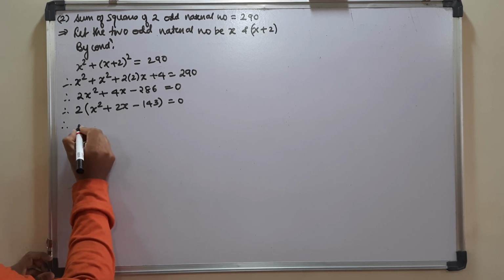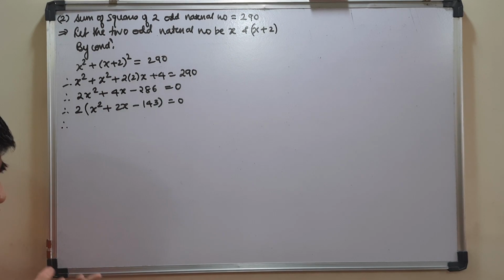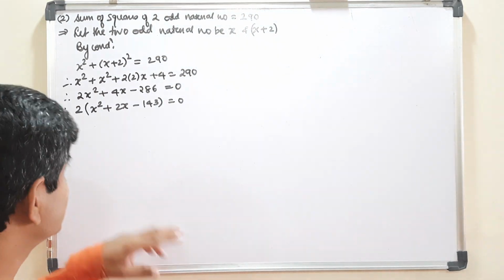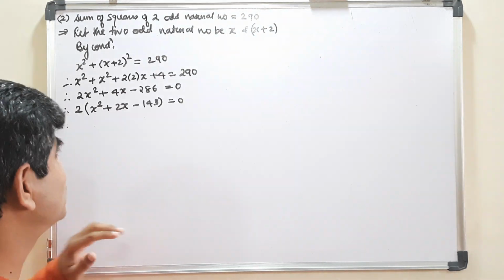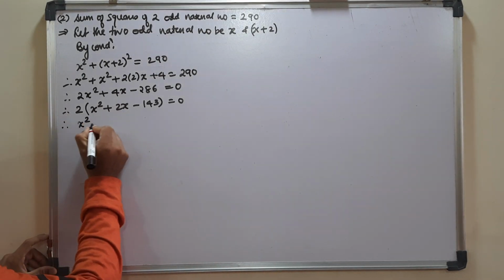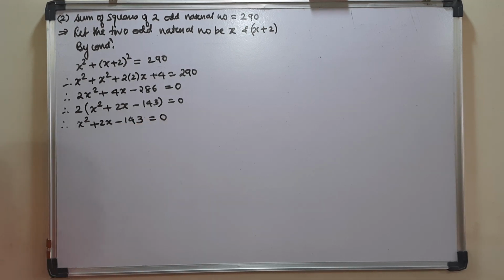What do you get? This 2 obviously goes to that side, not required. Common sense is used: multiplication is there, result 0. Meaning 2 cannot be 0, so this bracket x square plus 2x minus 143 is equal to 0.